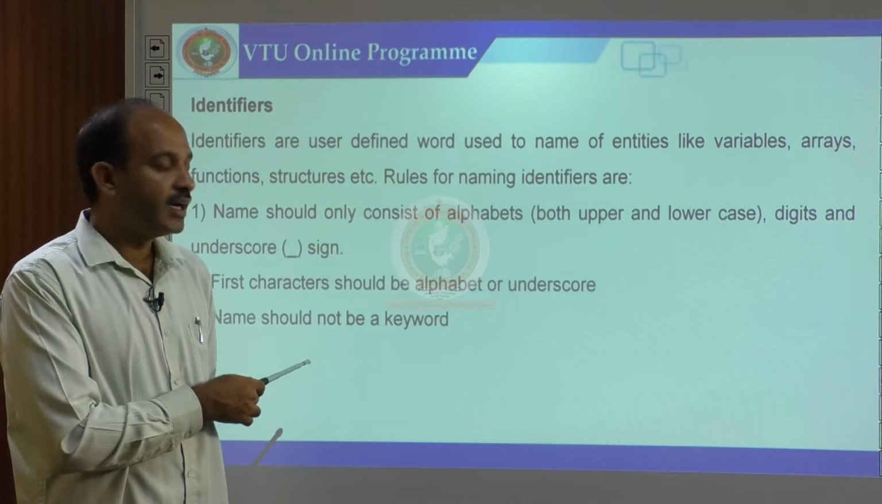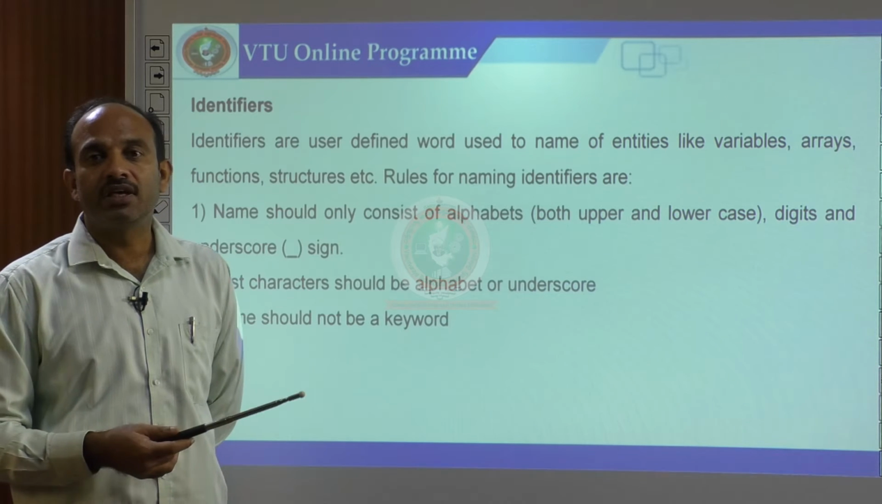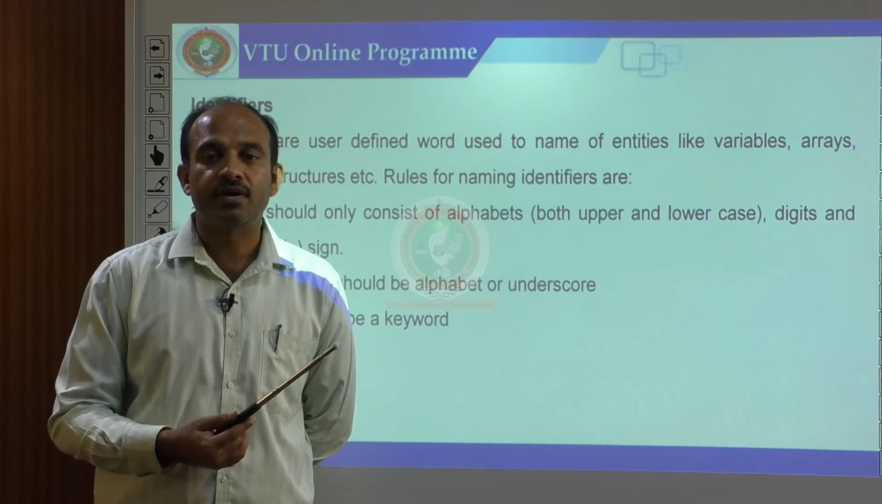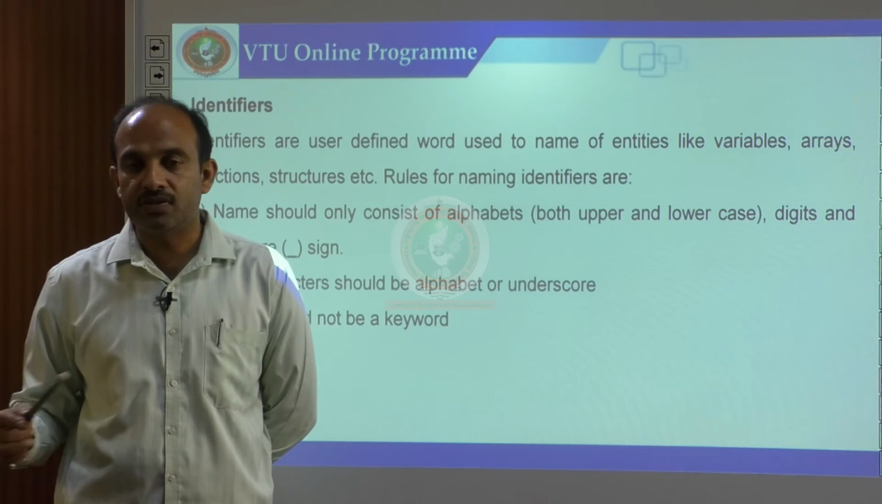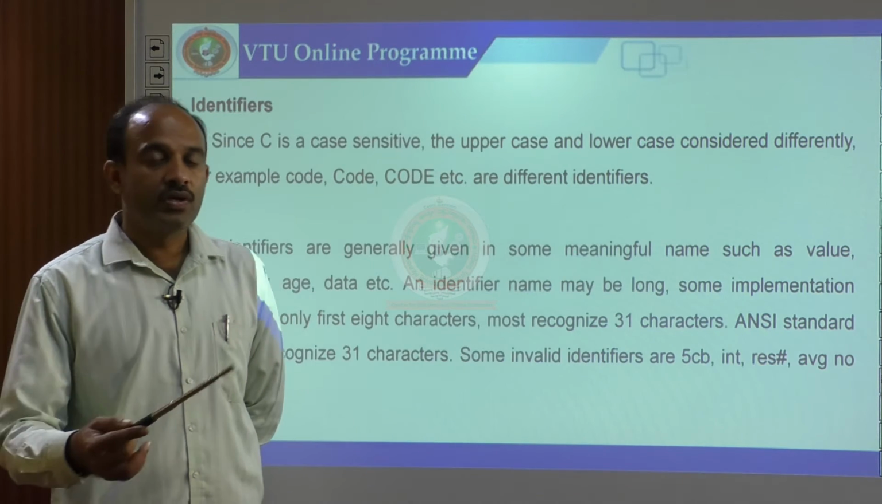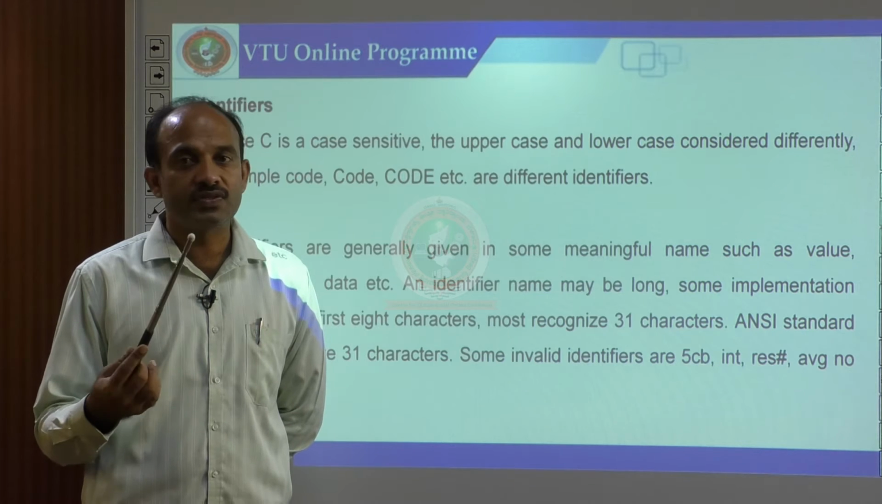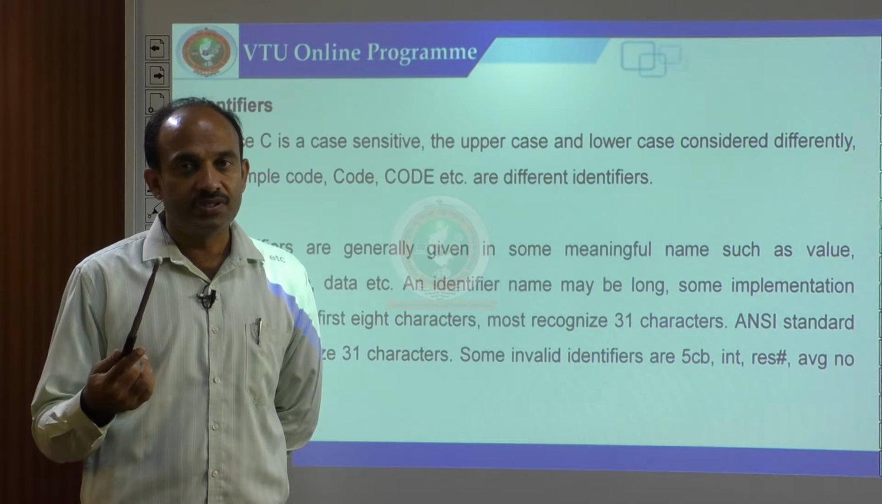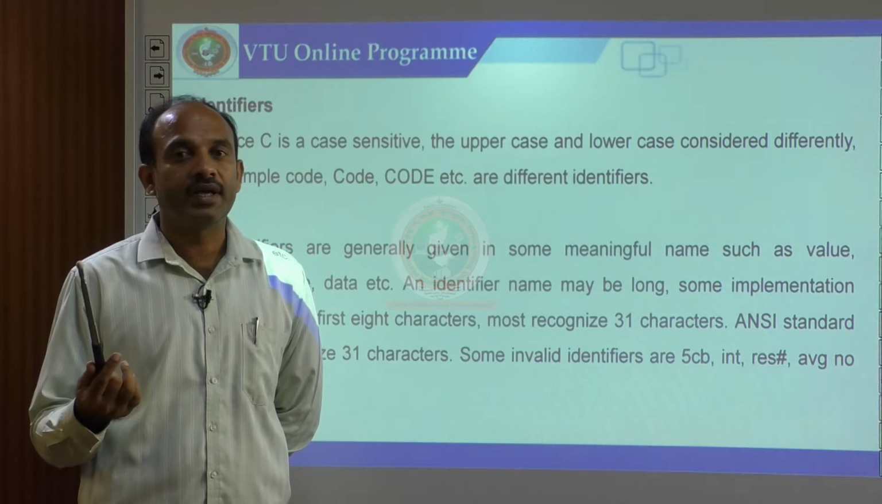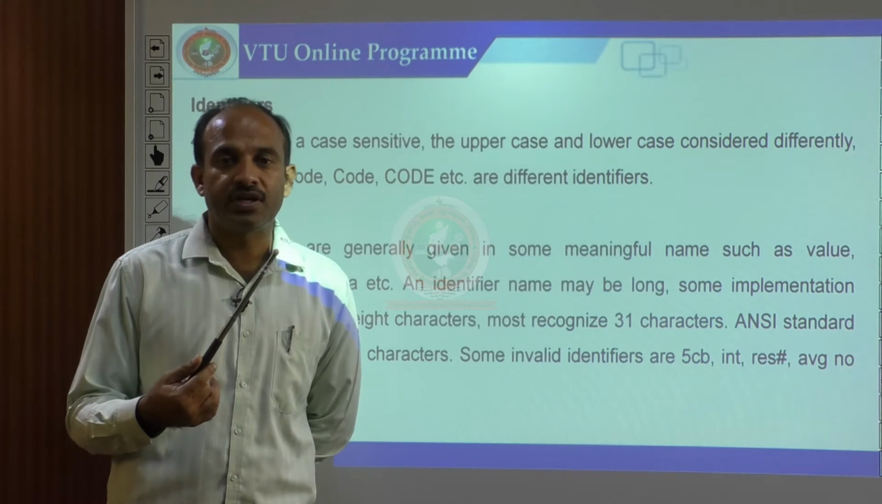The identifier name should not be a keyword, which we also call a reserved word. These are some typical guidelines. One is that your word should consist of either alphabets or digits. The first character should be an alphabet or an underscore, and it should not contain any reserved words or keywords.